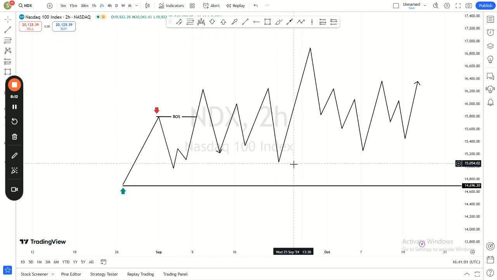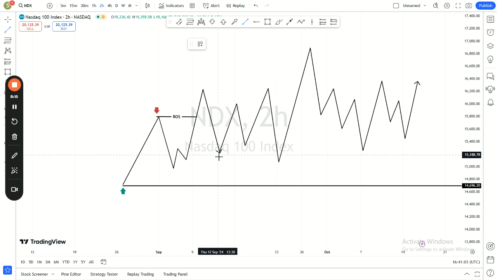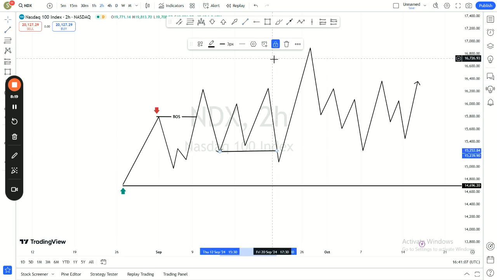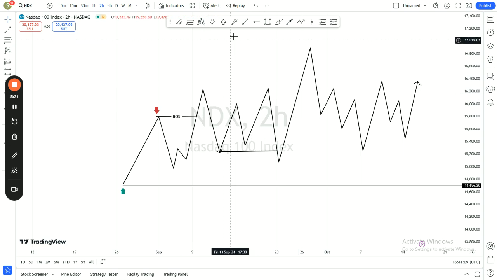Some traders will see this. Some newbies will see this as a shift in market structure. And that is not a shift in market structure. Because this particular high, the last high right here, which is why I said you should always mark out the last high the market gave to us.